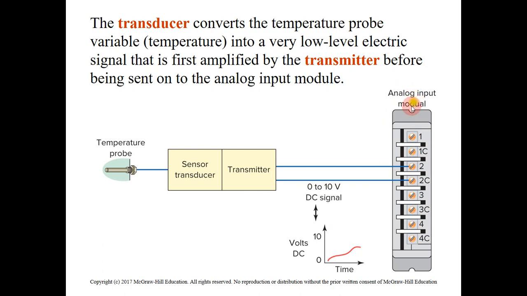So this is an analog input module. We said analog input modules are always connected with analog input devices. Analog output modules are connected with analog devices, while the discrete are connected with the discrete.